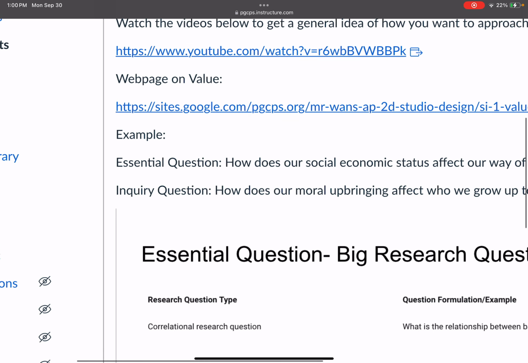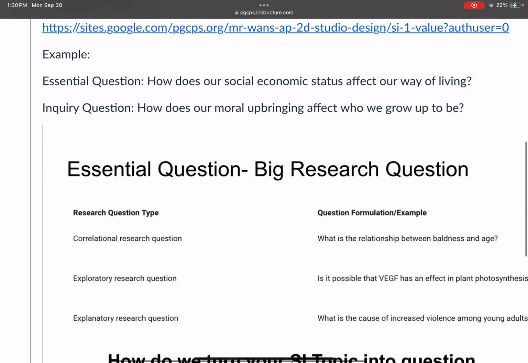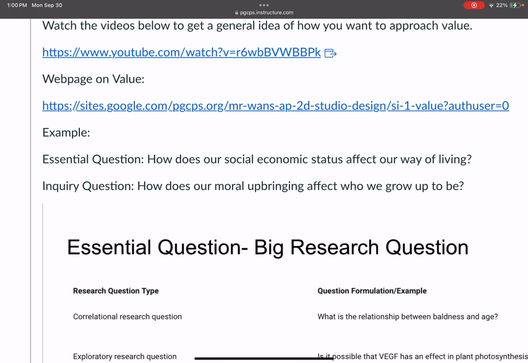So right now everybody should have an essential question. So it's basically the big research question that you guys came up with for your specific SI topics. So I was going to use this essential question as an example. So, how does our social economical status affect our way of living?